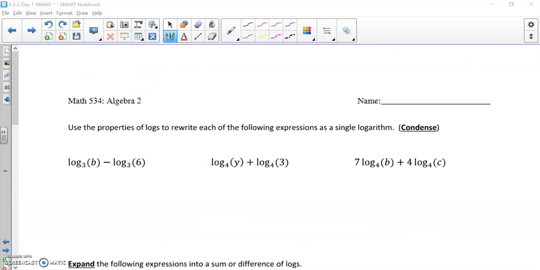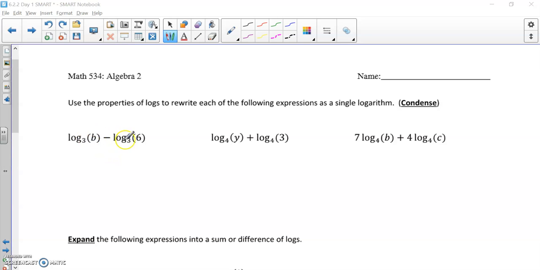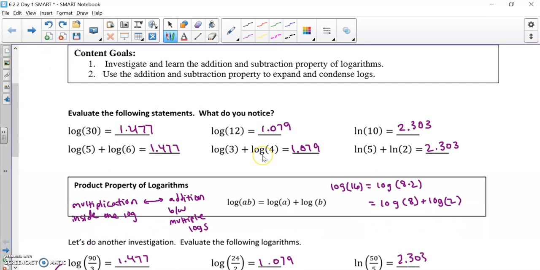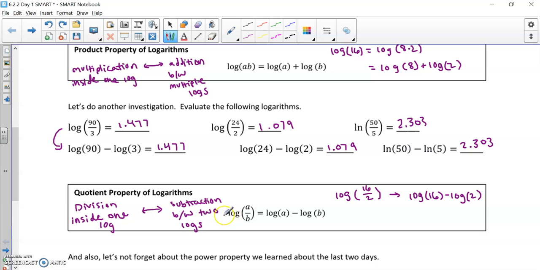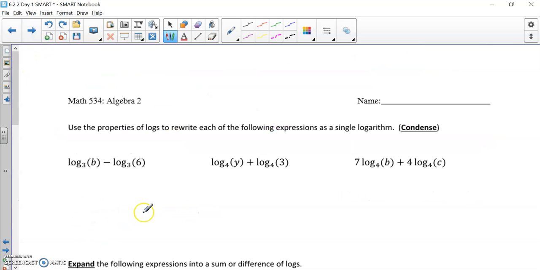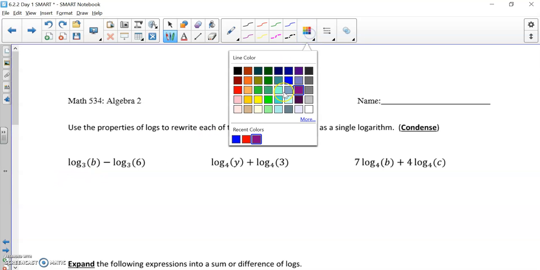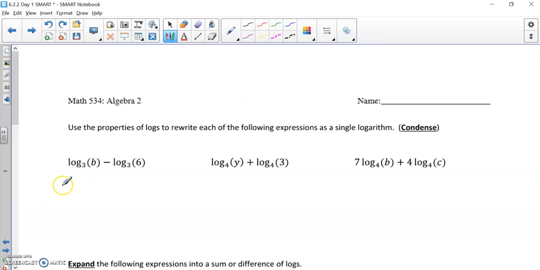All right, so here I have some problems where I am being asked to condense these logs, okay? I am asking you to write them as a single logarithm. So here, I notice that there's subtraction between 2 logs. So I'm going to go back and ask, which property can I use to help me condense this? I notice that the quotient property is where I'm working with subtraction. So from subtraction between 2 logs, I can turn it into division inside of 1. So this means that, I'm going to switch colors, I'm kind of bored of that other color now, I can say that this is the same as log base 3 of b over 6.